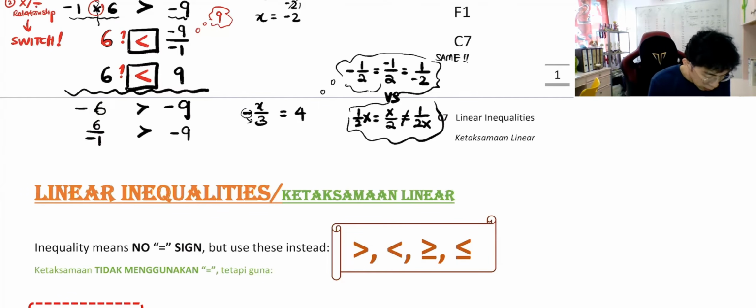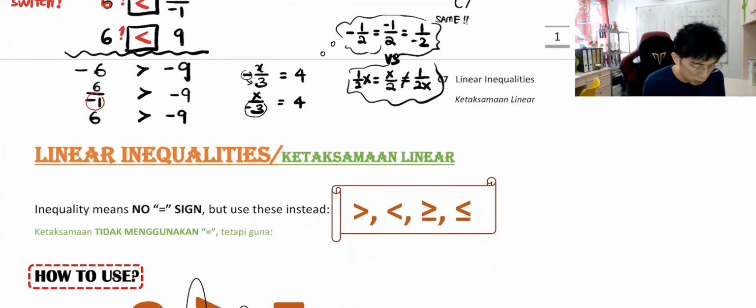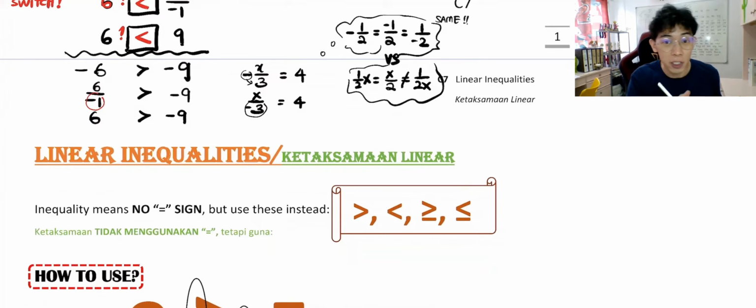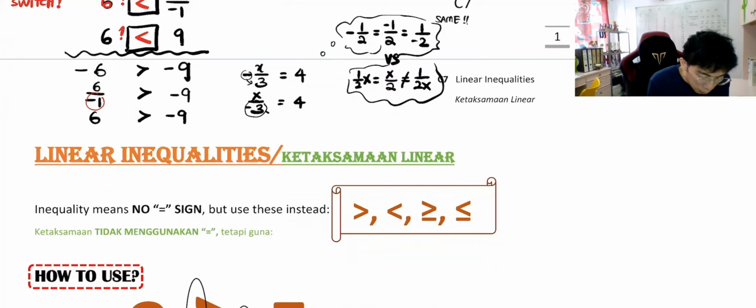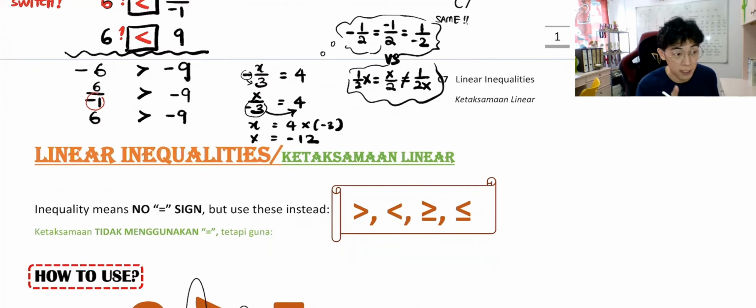So 6, this one greater, right? -9. Let's go back to the explanation by the side. So this one, what happened? Now, this is what happened. I'm going to write it over here. X over -3 equals to 4. Single fraction. Remember I said that. Okay, so I bring this over. X equals to 4 times with -3. X equals to -12. This is what we did in chapter 6.